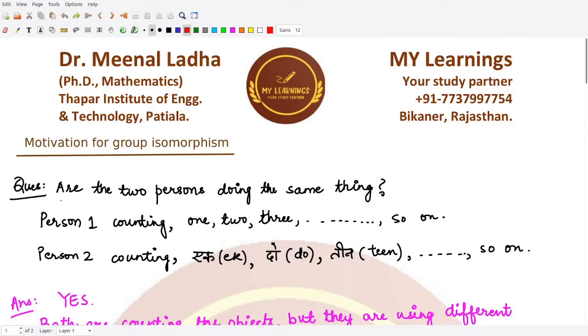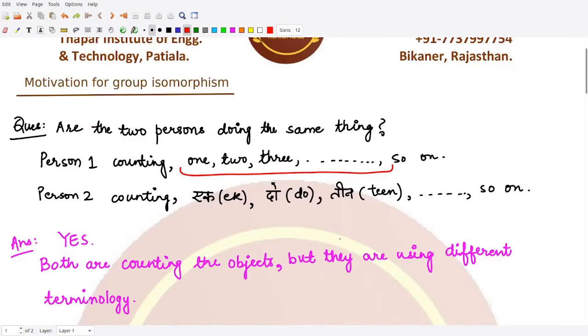The first question that I am posing to you is, are the two persons doing the same thing? One person is counting 1 2 3 4 5 6 and so on. The second person is also counting, but in a different way, counting like 1 2 3 4 5 6 and so on. Are they doing the same thing? The answer is obviously yes, they are counting. But one of them is counting in English and another one is counting in Hindi. So both are counting the objects, but they are using different terminology to do that.